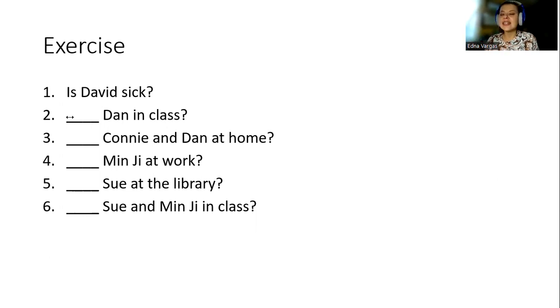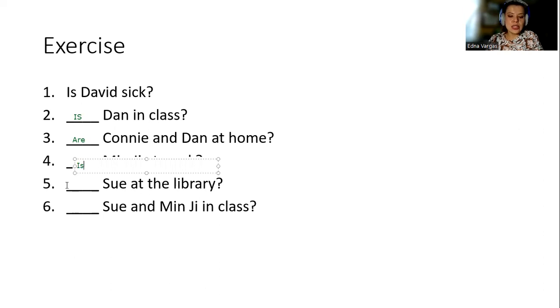Looking at this example, I have Dan. Dan is one person, so I'm going to use the verb to be is. And then we have Tony and Dan too, so I'm going to use are. And then I have Minji, that is one person, and I'm going to use is.